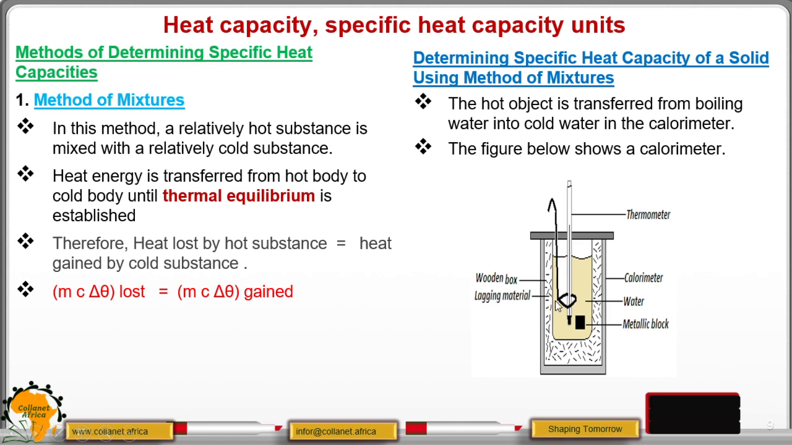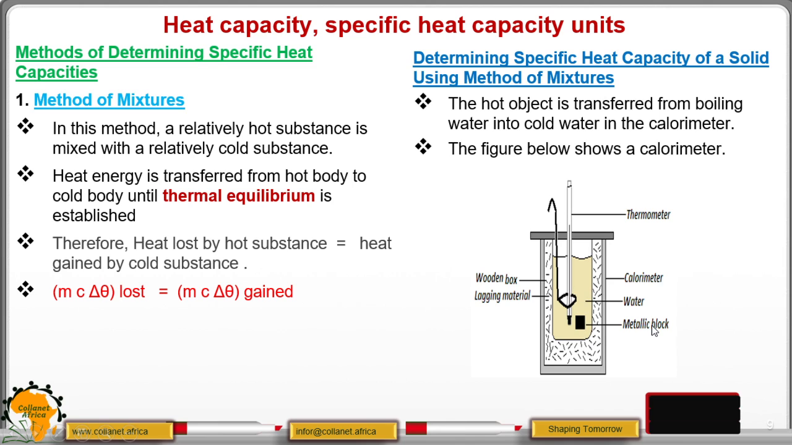This material will ensure that the heat is not being wasted or lost to the surrounding. And again, we have covered with the insulating lid. This again minimizes the heat loss to the surrounding. Then the change in temperature is measured using this thermometer. We have the stirrer, this one, that will stir the liquid to ensure that we have a uniform temperature.